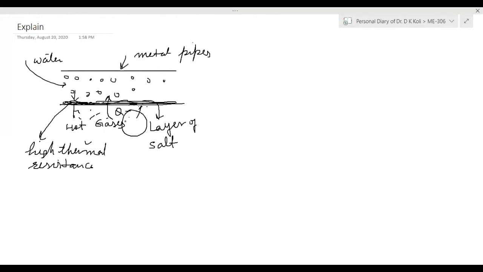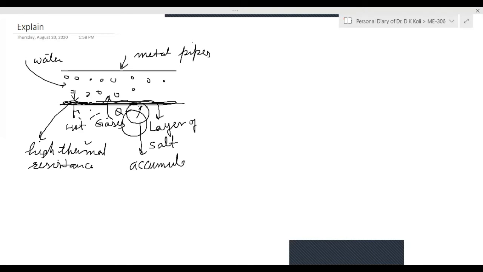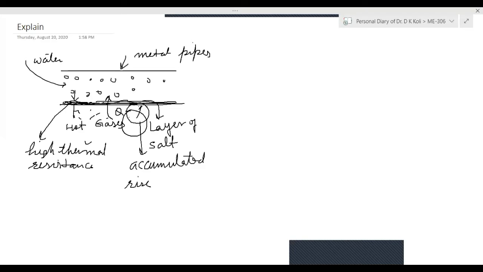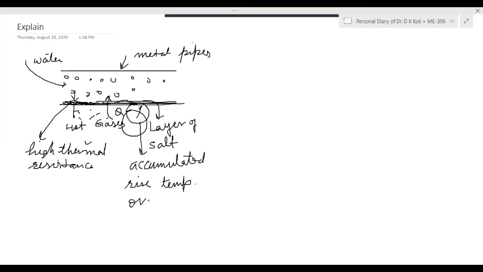So heat will not flow, and because of that, what will happen? Heat will be accumulated here. Heat will be accumulated, and when heat is accumulated, because of that, what will happen? It will rise temperature. So if it will rise temperature, there are chances of overheating because of that. Okay, so actually this is the problem.